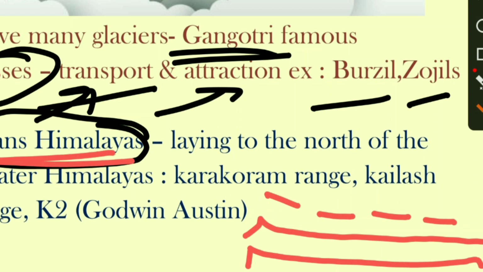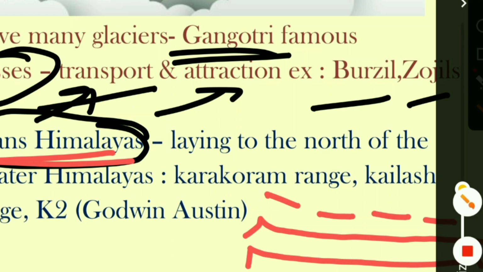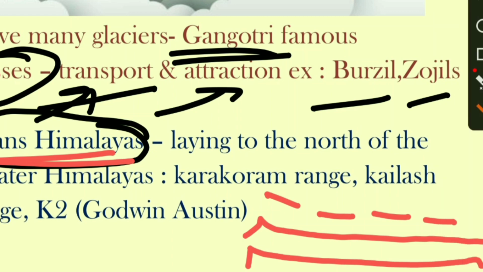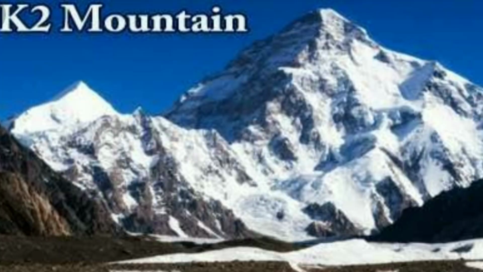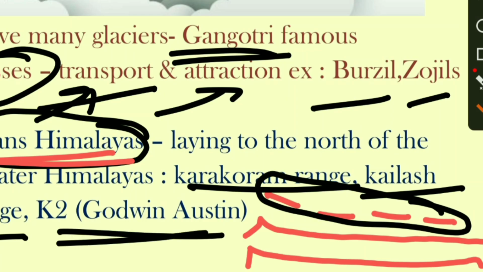This is the Trans-Himalayan range here. Karakoram range and Kailas ranges are the famous ranges in the Trans-Himalayan region. In this range, Godwin Austen or K2 is the highest peak. Its height is 8,611 meters. This is the highest peak in India, dear students.